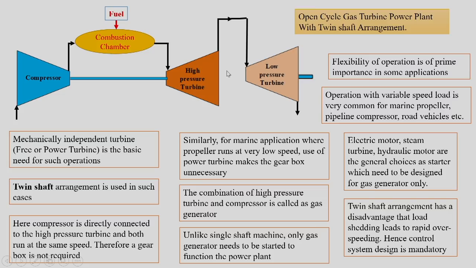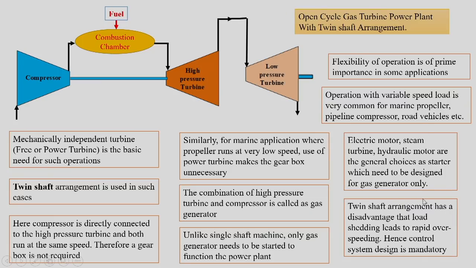There is one disadvantage of this twin shaft arrangement, and that disadvantage is linked with the control. If there is a variation in load or load shedding at the power turbine, then there is a speed up of the turbine shaft, and that speed enhancement or decrement needs to be controlled. So there has to be a control system devised in association with the power shaft or twin shaft. So here we complete today's lecture, where we have seen the arrangements in an open cycle gas turbine power plant. Thank you.